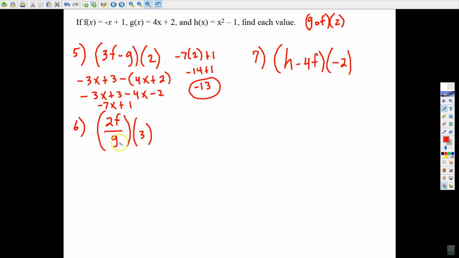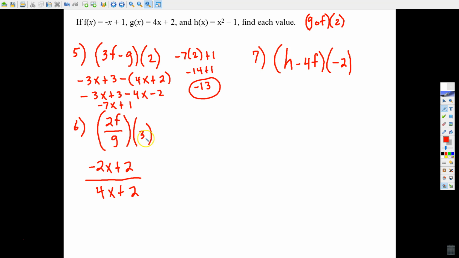Okay, very much the same way here for number 6. I'm going to multiply 2 times all of the members, the terms of the f function. That gives me negative 2x plus 2. I'm going to divide that result by the g function, 4x plus 2. And then I don't really have any way to simplify this.